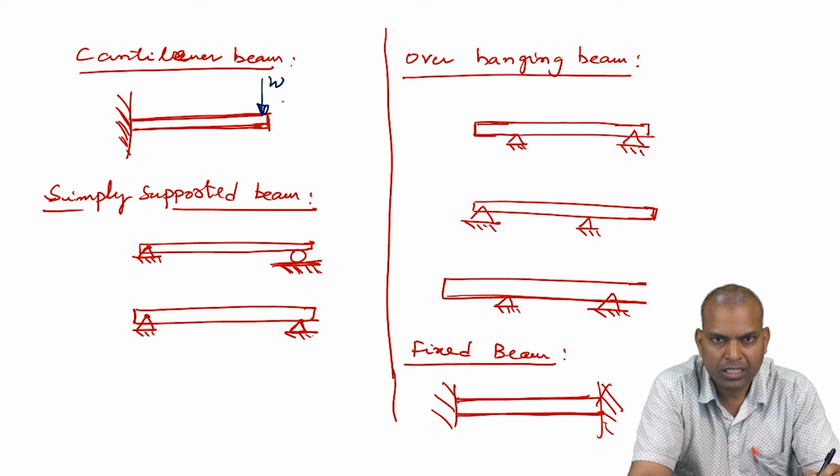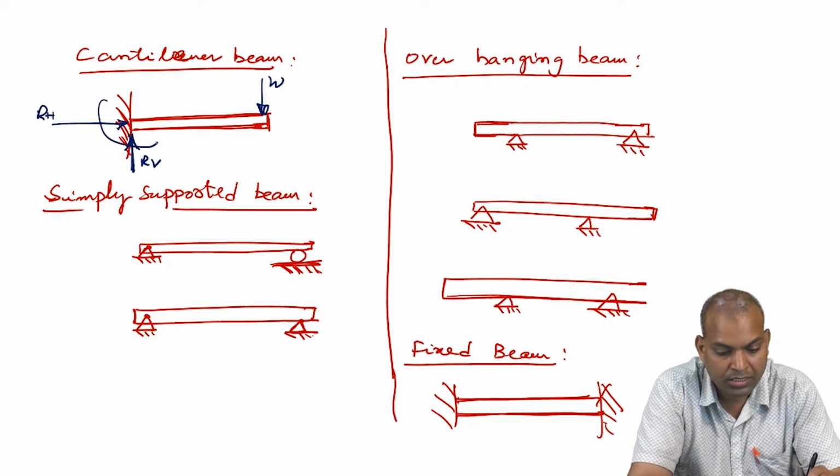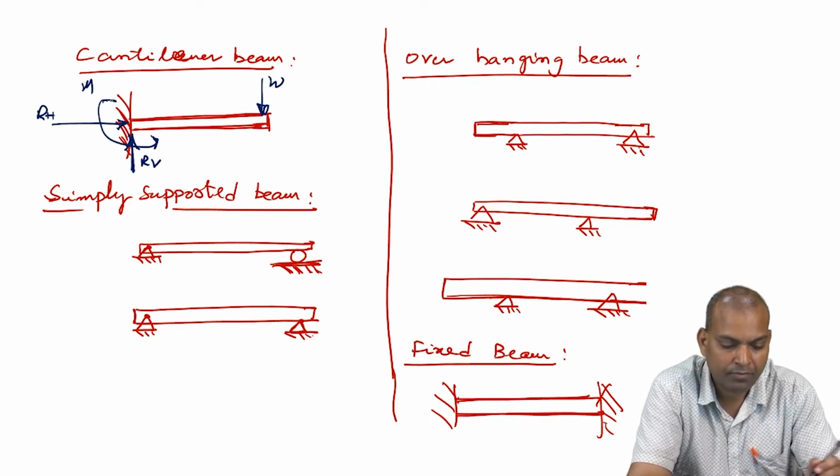When the load is applied, certain reactions will be developed inside the fixed portion. So what reactions are going to be developed? One is the upward reaction, RV, vertically upwards. Another one is the horizontal reaction, RH. And the third one is the moment reaction, for the case of a fixed beam.